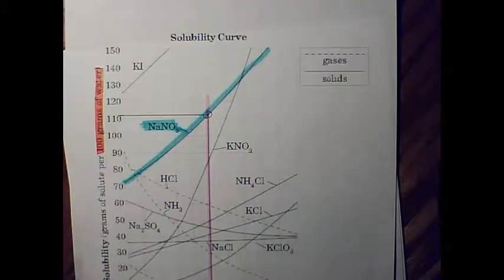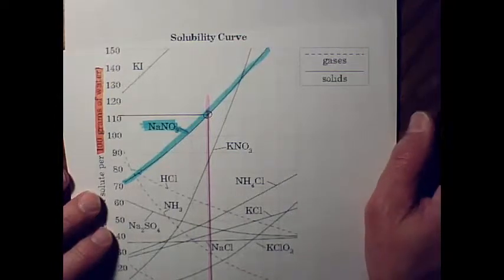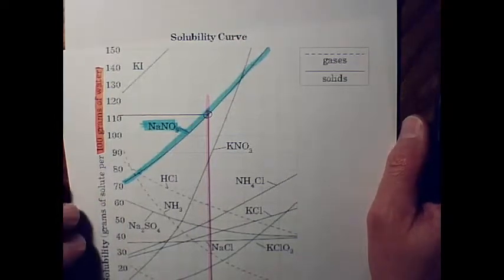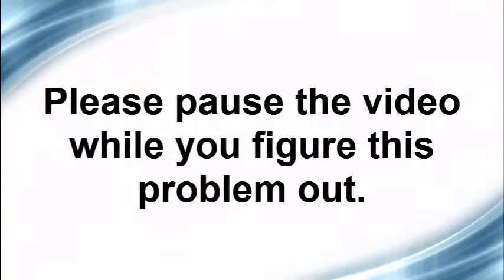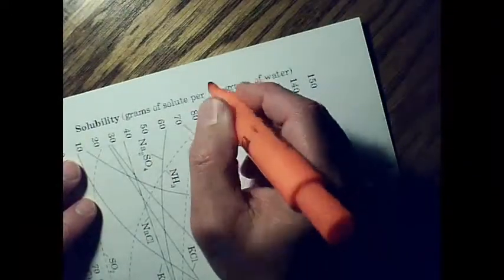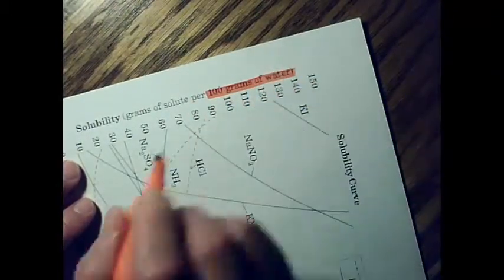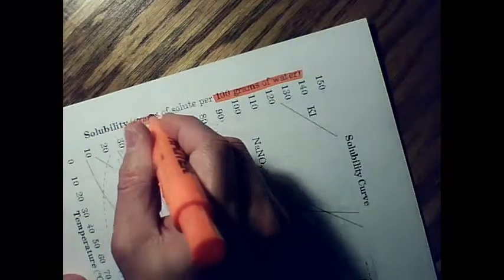If the maximum amount of ammonium chloride that can be dissolved in 100 grams of water is 72 grams, what's the temperature of the water? Well, actually, more correctly, I suppose, what's the temperature of the solution? Everything's being dissolved, everything on this solubility curve is being dissolved in 100 grams of water. So we're talking about grams of solute for 100 grams of water.